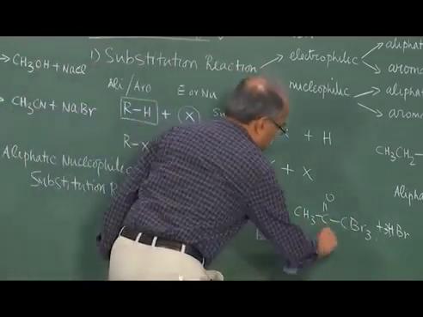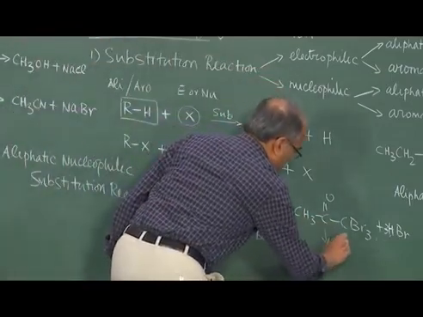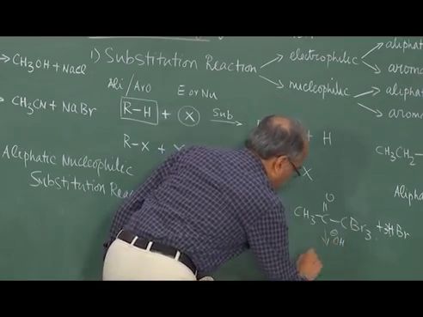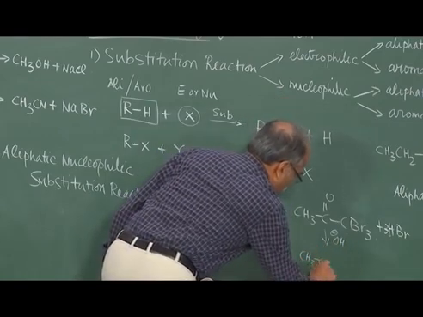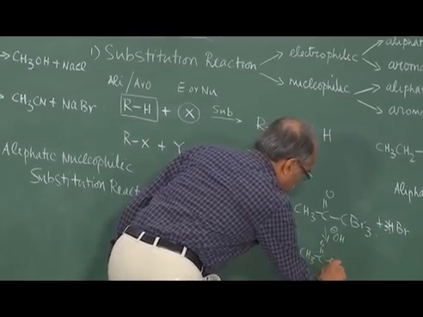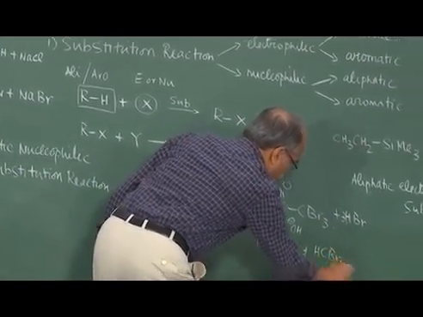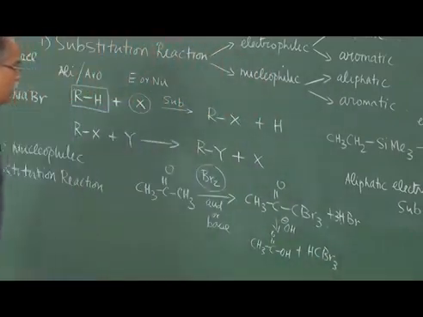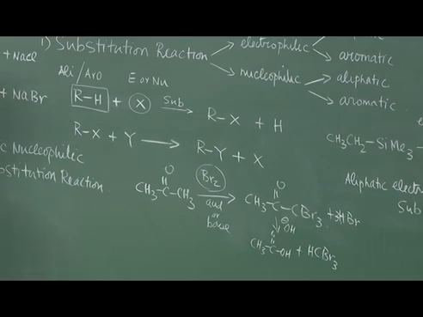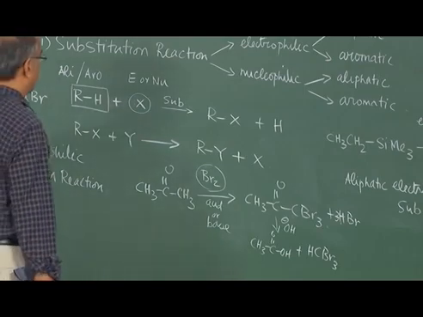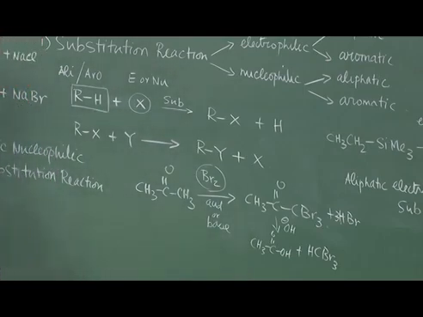This under basic condition is not stable. It will produce the bromoform, or if iodine is used, the iodoform will be produced by means of a hydrolytic cleavage of the carbon-carbon bond in this particular system. So, these are examples of substitution reaction involving aliphatic reagents.